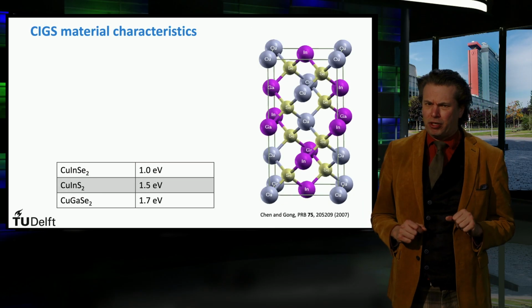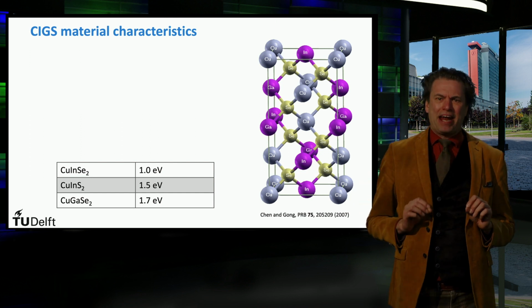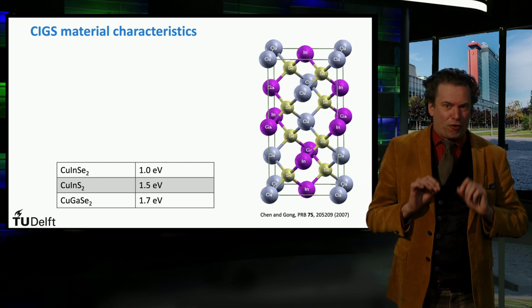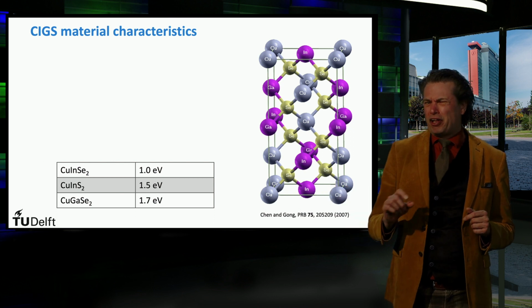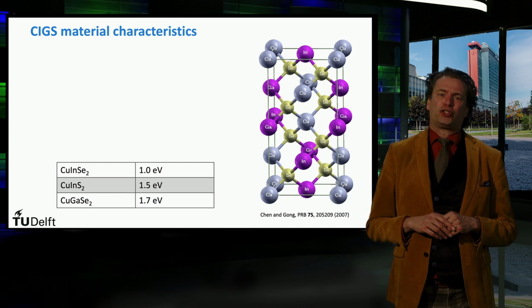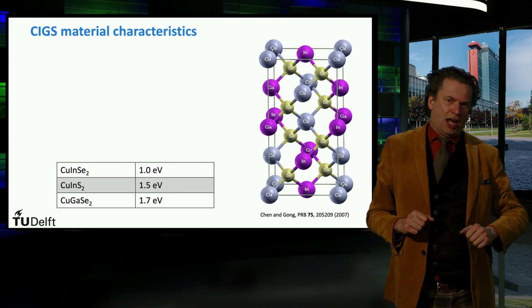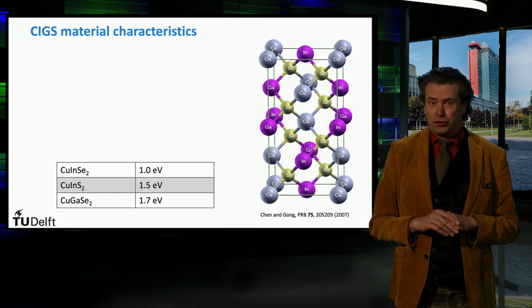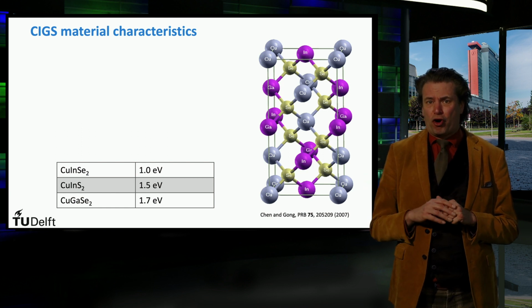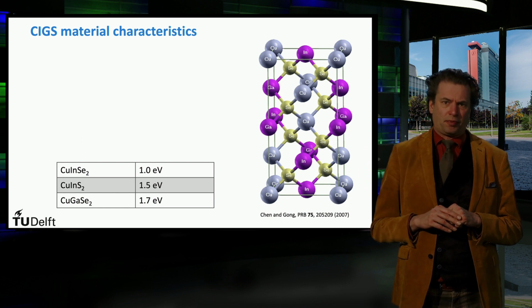The CIGS material is a direct band gap semiconductor material, therefore it has a large absorption coefficient. It requires only a thickness of 1 to 2 microns to absorb a large fraction of the light above its band gap. Typical electron diffusion lengths are in the same order of a few microns.